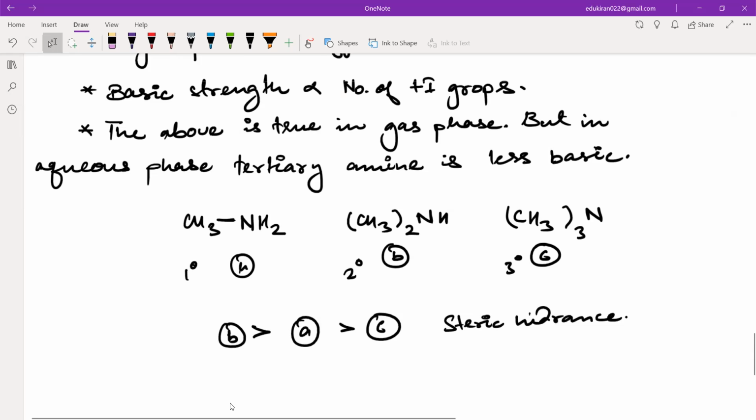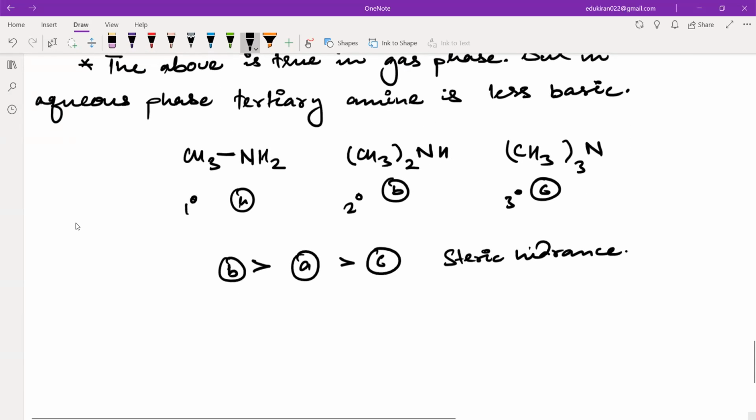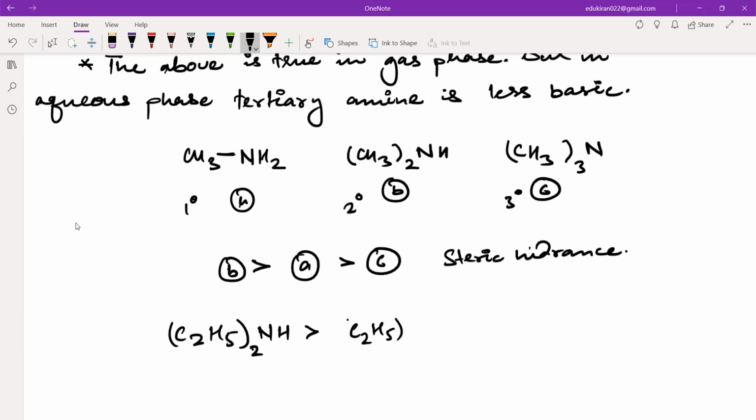But if I look at ethylamines, in ethylamines we have (C2H5)2NH to be the highest. This is followed by (C2H5)3N, which is followed by C2H5NH2. So this is 2 degree, 3 degree, and 1 degree. Okay, 2 degree, 3 degree, and 1 degree. This is for ethylamine.